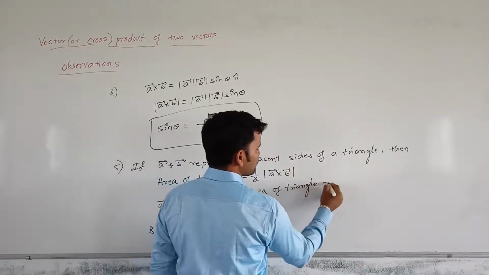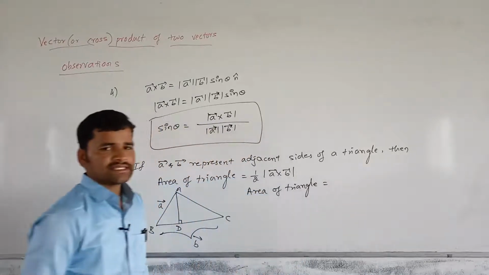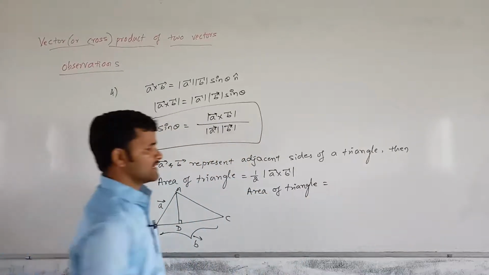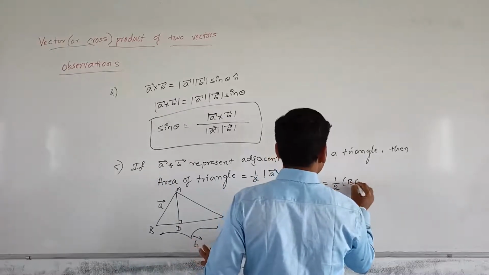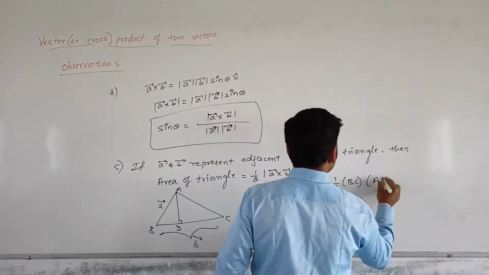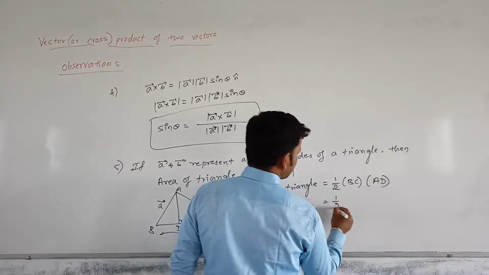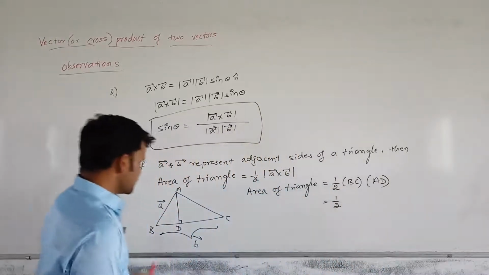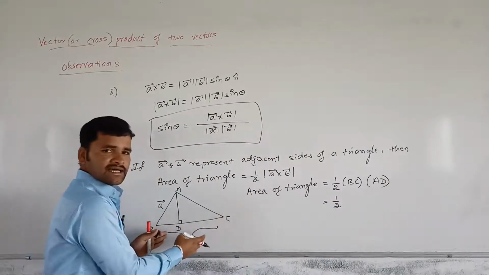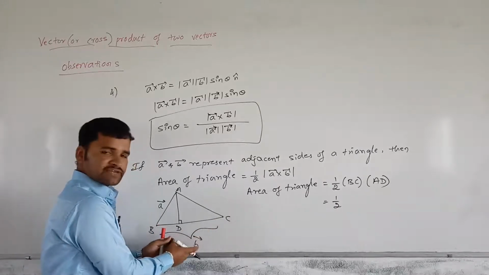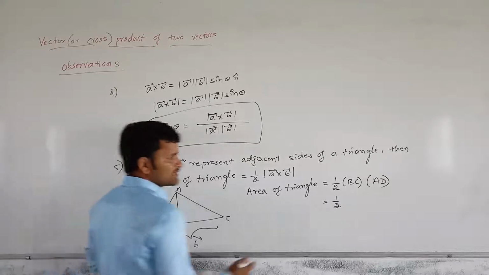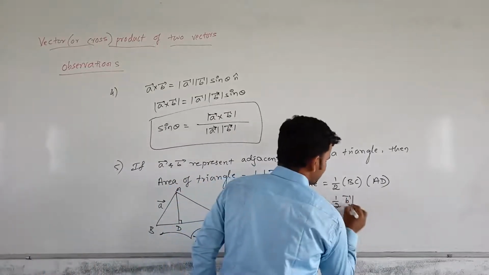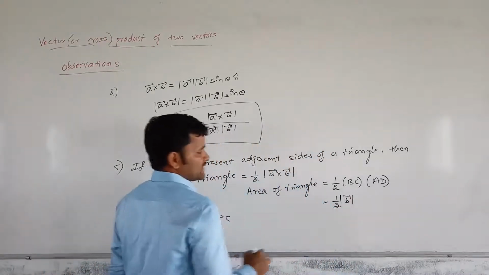Now, area of triangle is equal to, what do we know as the formula for area of a triangle? That is half into base into height. Half into, what is the base here? Base is BC, height is AD. Base is BC, which means BC is represented as vector b. What will be its length? Its length will be magnitude of vector b. So here you write magnitude of vector b, and then into AD.